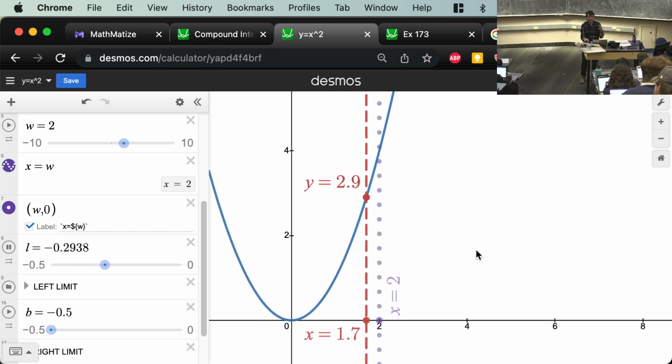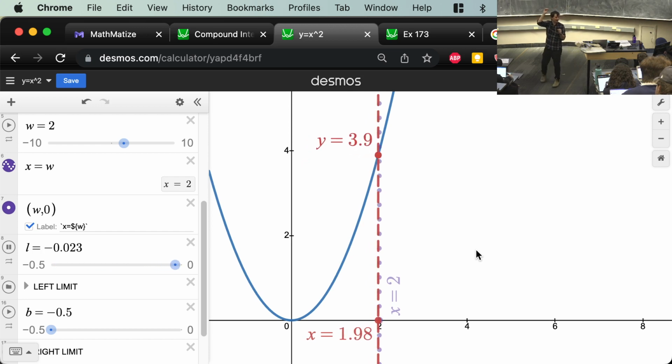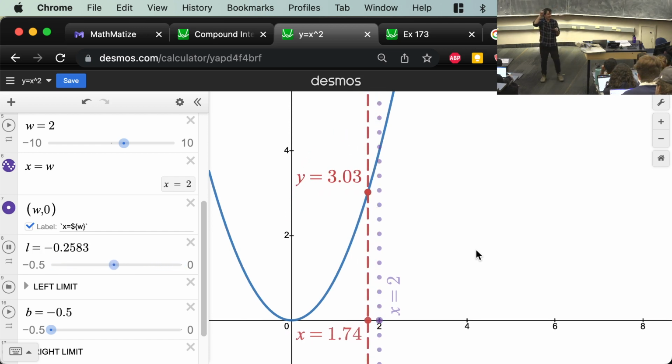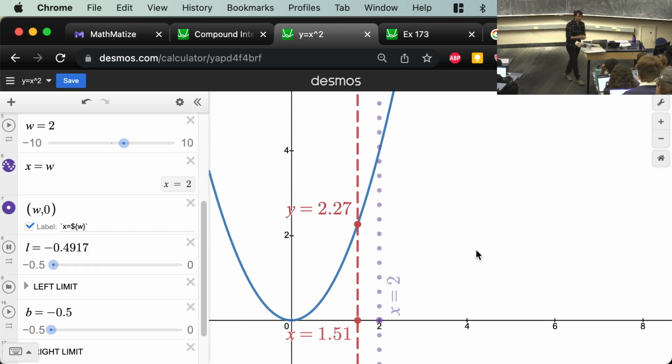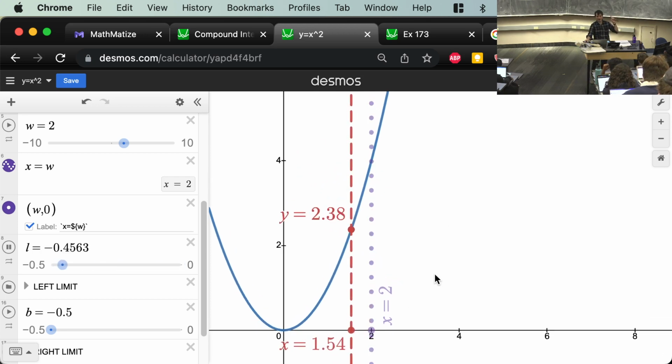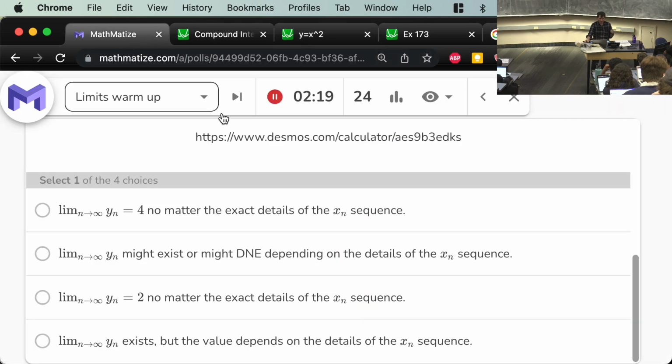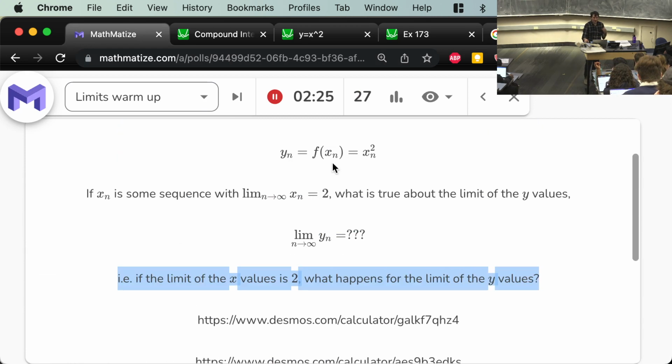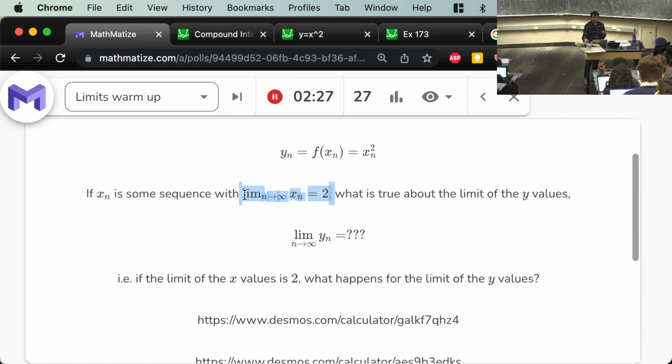So you follow that dotted line. You look at the dot on the curve at that x value. That is f of xn. What are the y's doing? And you've got to remember, this is one specific example of a sequence xn. In Mathematize, I want you to do an arbitrary sequence. It could be any sequence. The only thing you know about it is that the limit of the xn's is 2. So when the limit of the xn's is 2, they're getting closer and closer to 2. What happens to the y values?